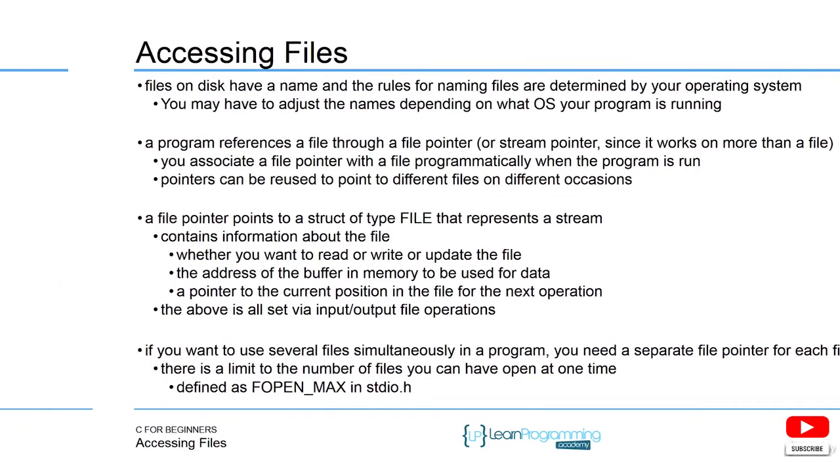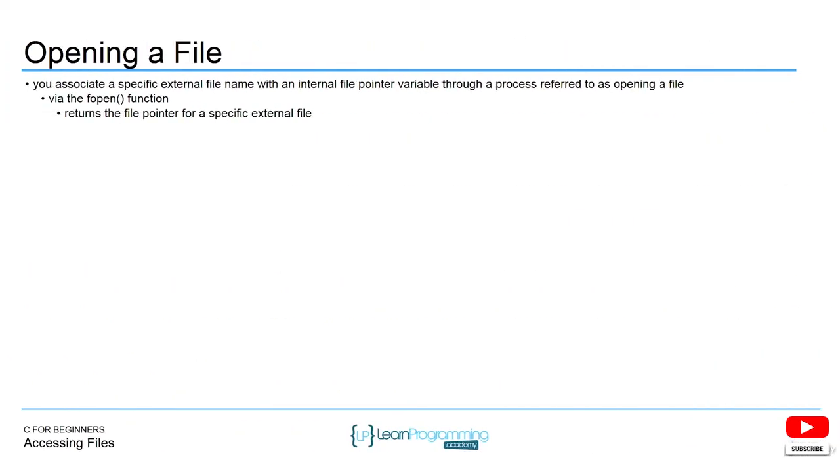Opening a file is the first step that you do before you read and write. You want to associate a specific external file name with an internal file pointer through a process referred to as opening the file. The way that you open a file in C is you call the fopen function. This will return the file pointer, which you can then use for reading and writing. And again, the file pointer is going to point to a specific external file that's on the disk. Fopen is going to take the name of the file. The fopen is what you have to do before you do any reading and writing. It's usually your first operation.